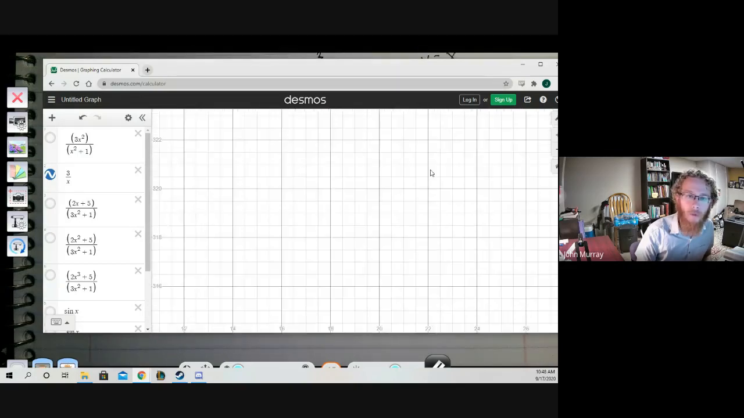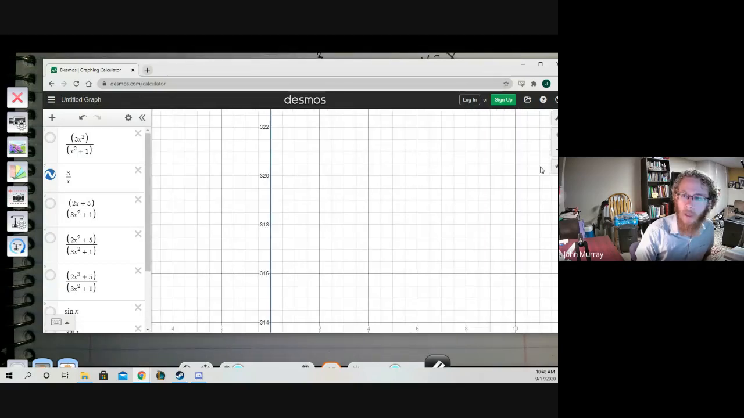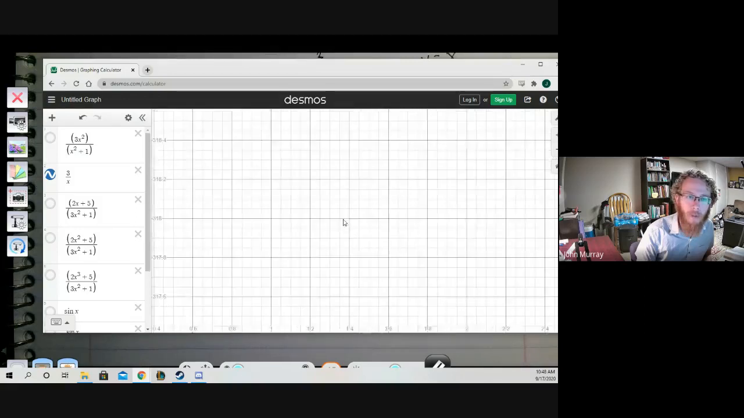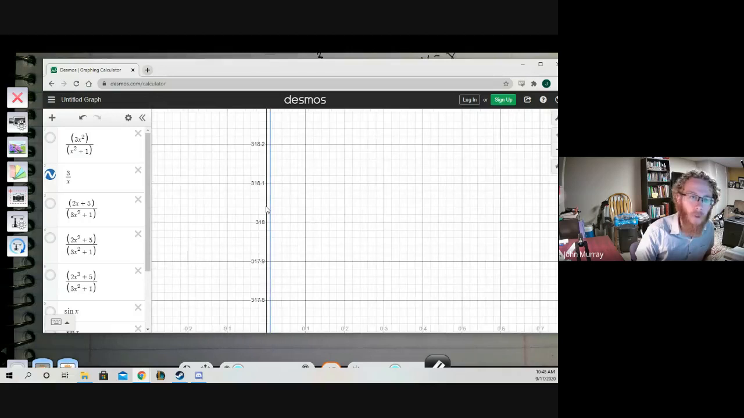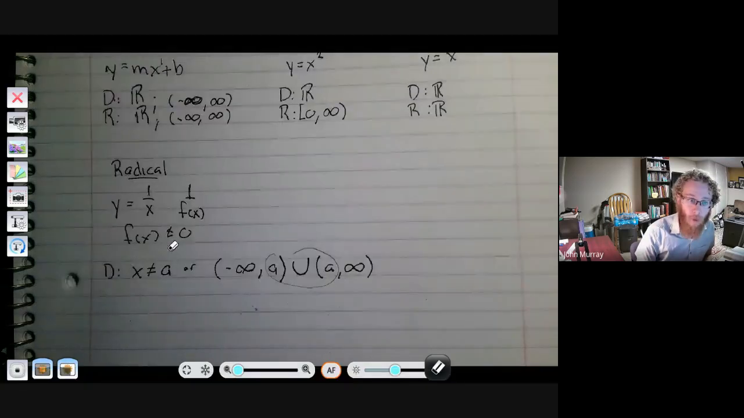But if I zoom in real far, even all the way up here at 300, it looks like it's going to be equal to, but you see that little gap there. So it'll never equal 0. All right. So really all we have to worry about is just the denominator. And if we have a function down here, there's a little trick we can use.